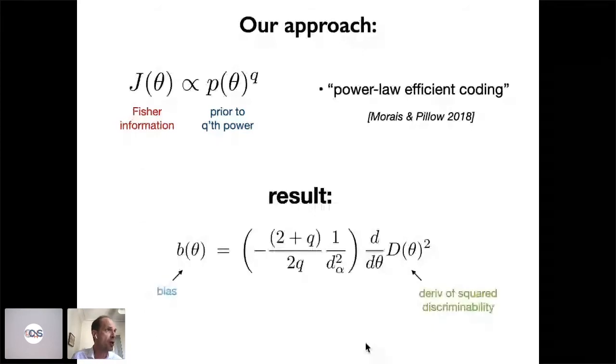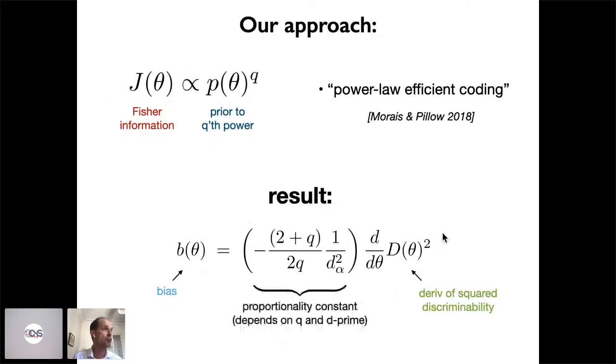And the result from our paper, this is the main result from Morais and Pillow 2018, is that the Wei and Stocker law holds for the entire family of power law efficient codes. So namely, any code that has this form, Fisher information proportional to the prior to the Qth power, has the same perceptual law that Wei and Stocker discovered, namely that bias is proportional to the derivative of squared discriminability. And more powerfully, we actually derived the constant of proportionality. So this is something that wasn't in the original paper.